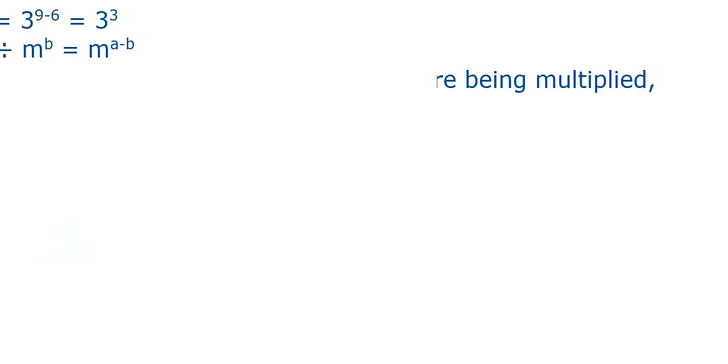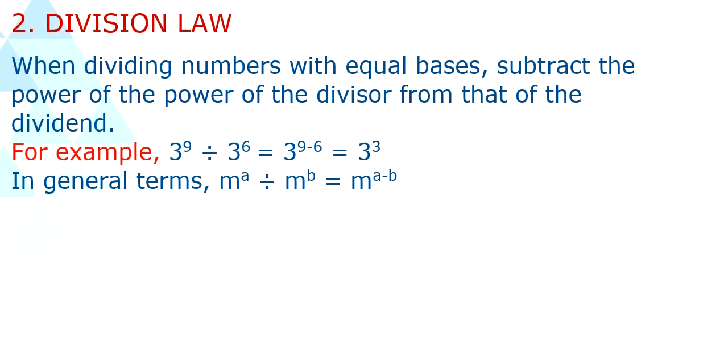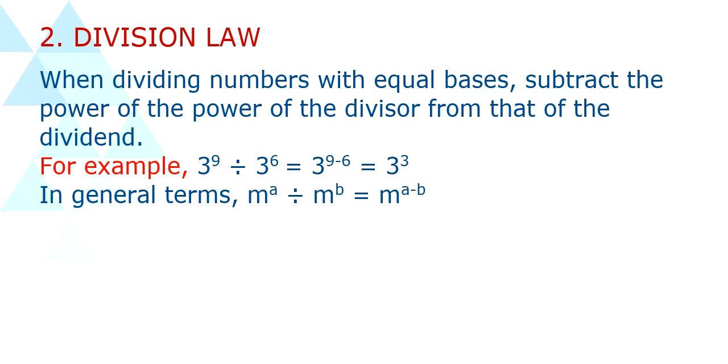2. Division law. When dividing numbers with equal bases, subtract the power of the divisor from that of the dividend. For example, 3 raised to the power 9 divided by 3 raised to the power 6 equals 3 raised to the power 9 minus 6, which is 3 raised to the power 3.